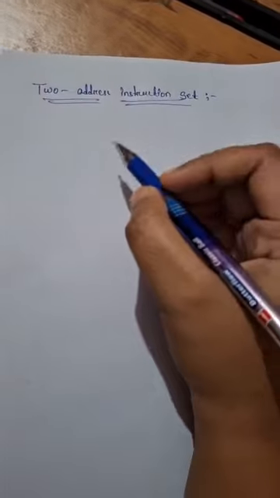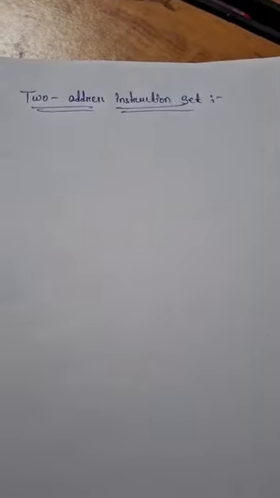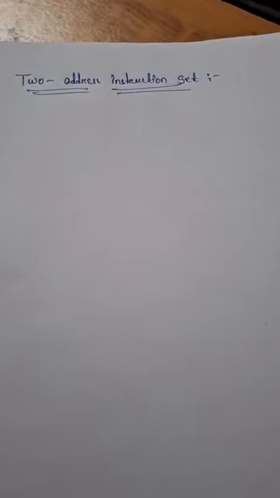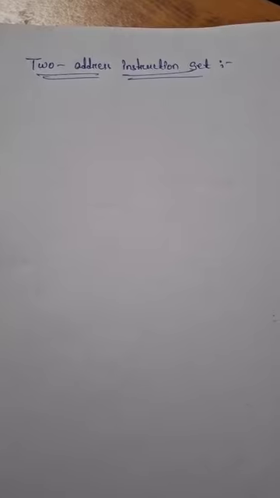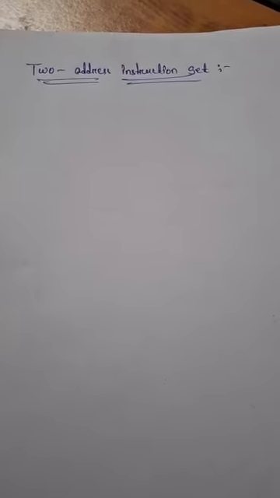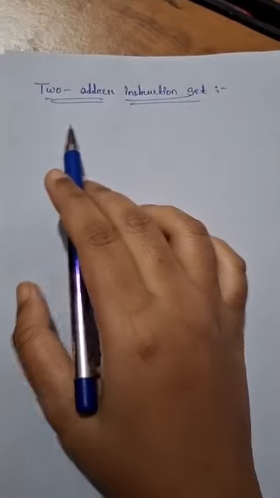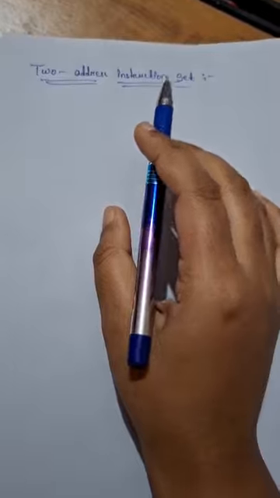So here we discuss about two address instruction set. Basically this is a part of computer system architecture. In computer system architecture, basically we learn about four instruction sets, that is 0 address instruction set, 1 address instruction set, 2 address instruction set and 3 address instruction set. So this 2 address instruction set is basically known as the register addressing set.